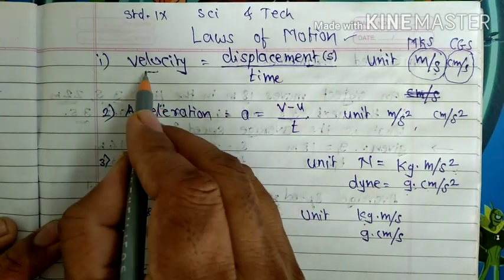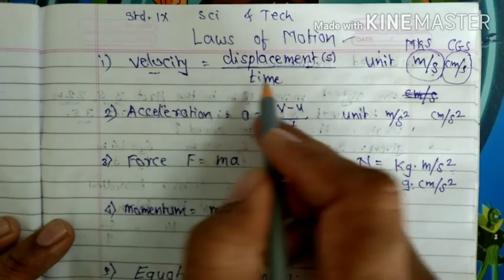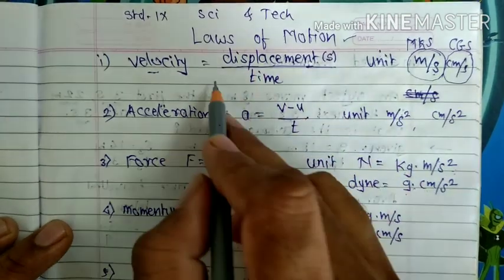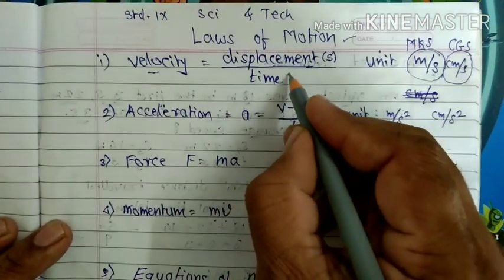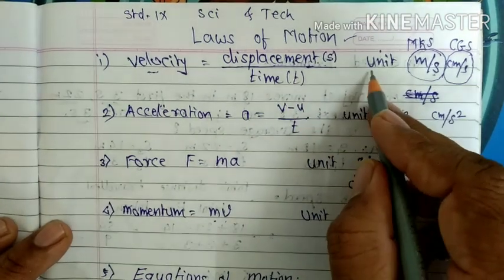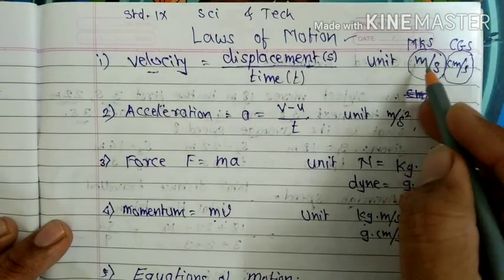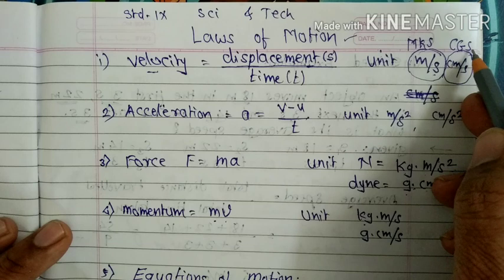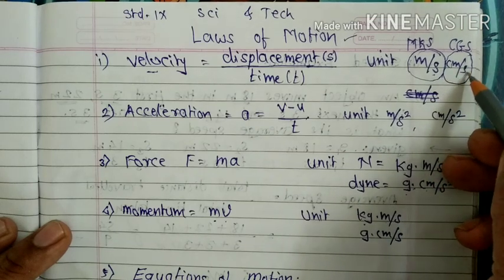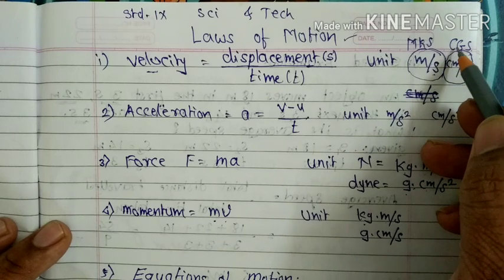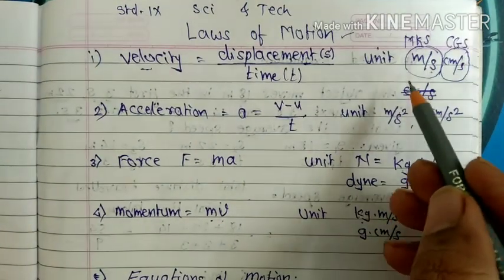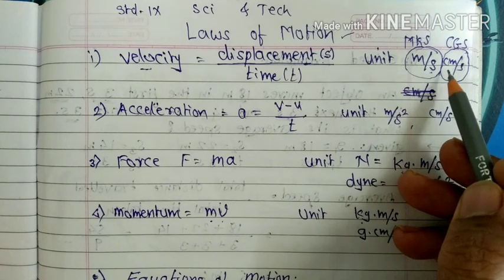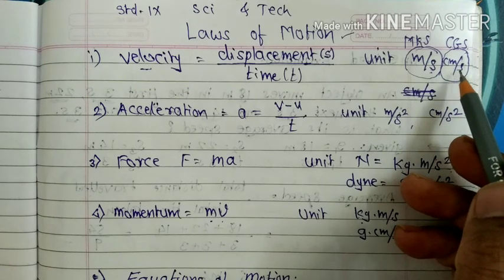Some terms. Velocity. Now what do you mean by velocity? Velocity is the rate of change of displacement. That means displacement s, s is the notation for displacement, upon time t. T is the time, and the unit in the MKS system is meter per second, and in the CGS system, centimeter per second. Now what do you mean by the MKS system and CGS system? That we have seen already in the previous videos. M stands for meter, s stands for second, cm for centimeter, and second.